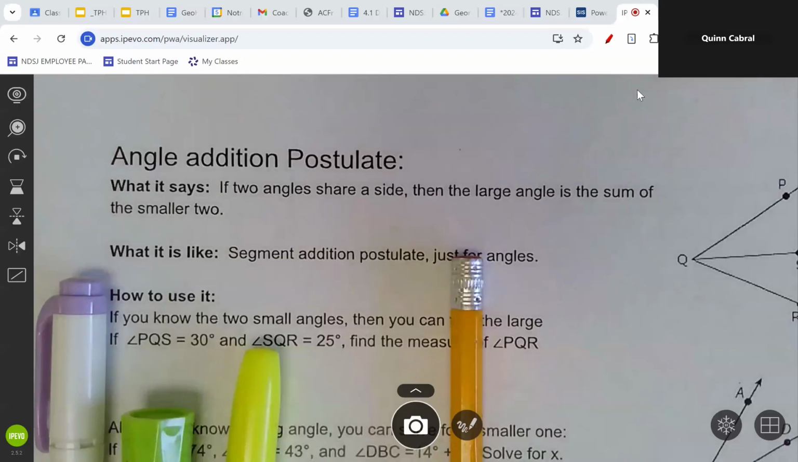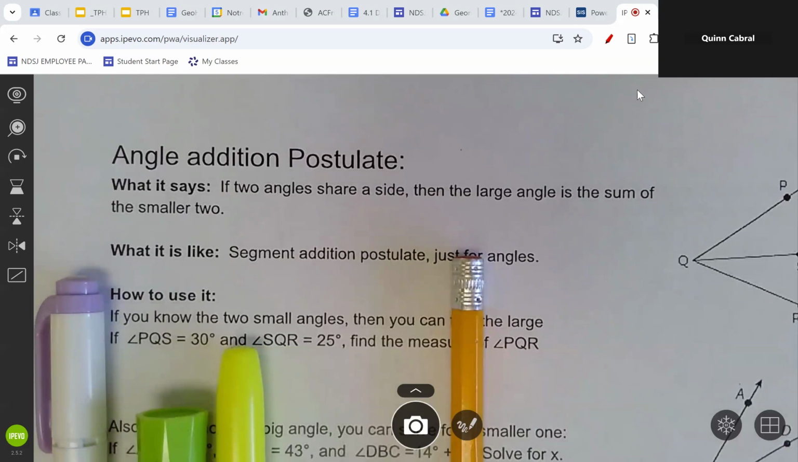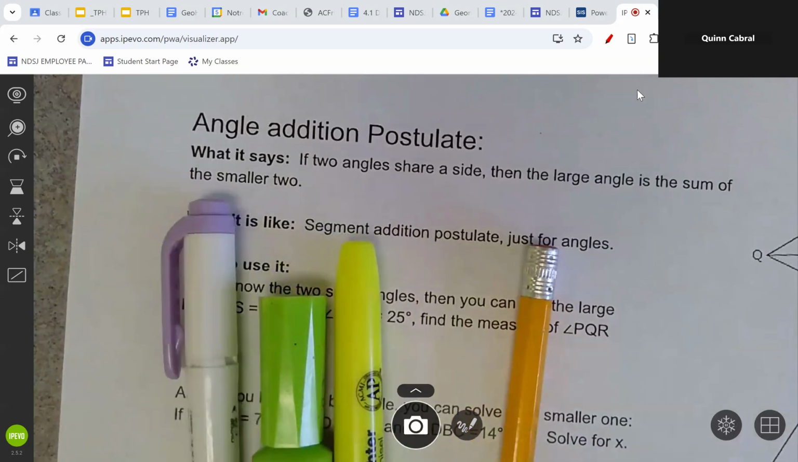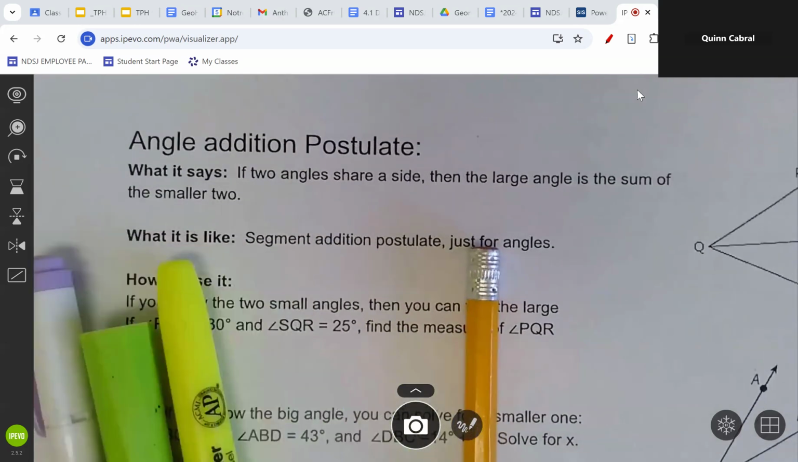Hi everyone. So for this video, I am going to be going over angle addition postulate. What you will need to follow along with this video is 3 different color markers, pencils, highlighters, just something for color coding, and then your pencil.